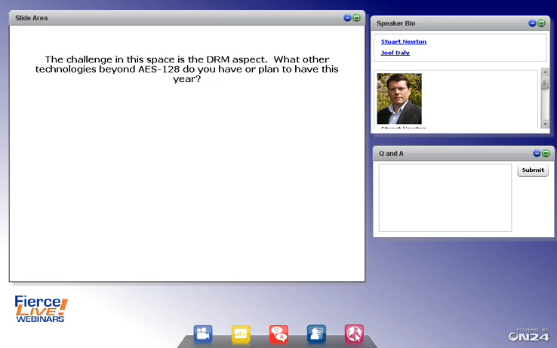The challenge in this space is the DRM aspect. What other technologies beyond AES 128 do you have or plan to have this year? I don't know if that's a relevant question for this particular discussion.